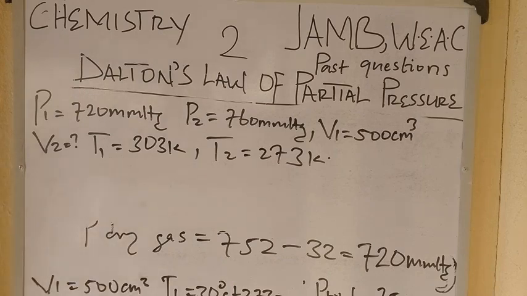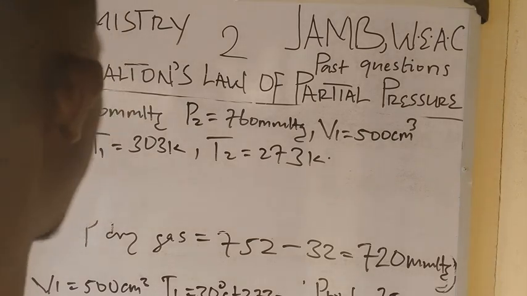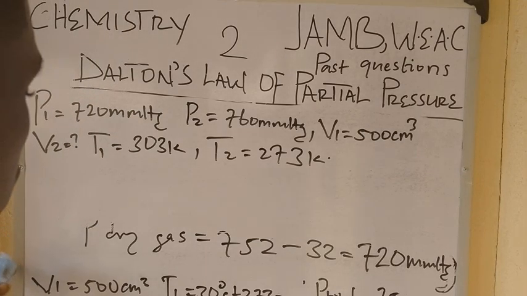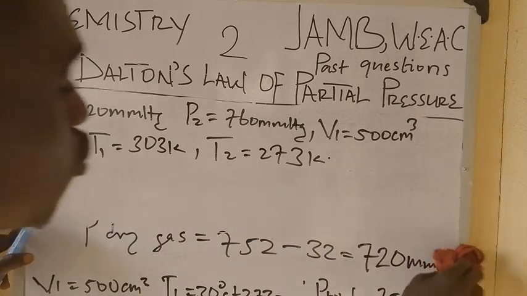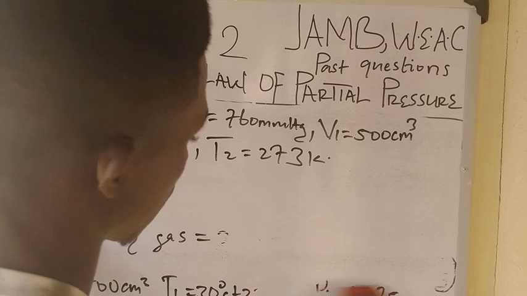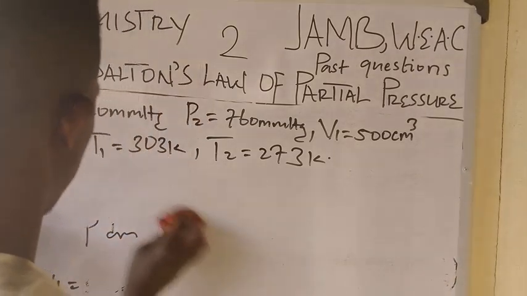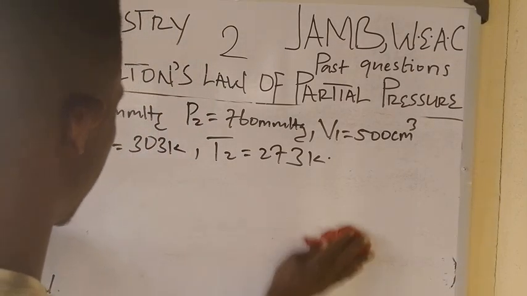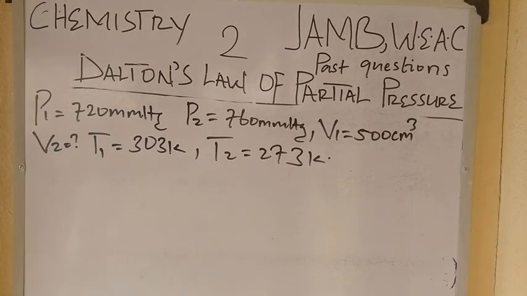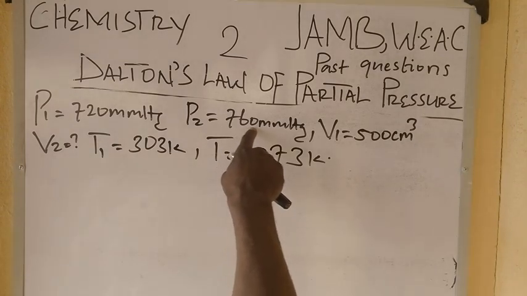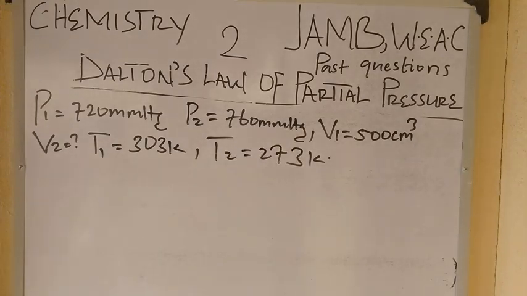So if you have these data now, you should be able to forge ahead and use your general gas equation. So by this we should be able to calculate our volume. Now looking at this, some persons will ask why is this 760 and it was not given in the question.